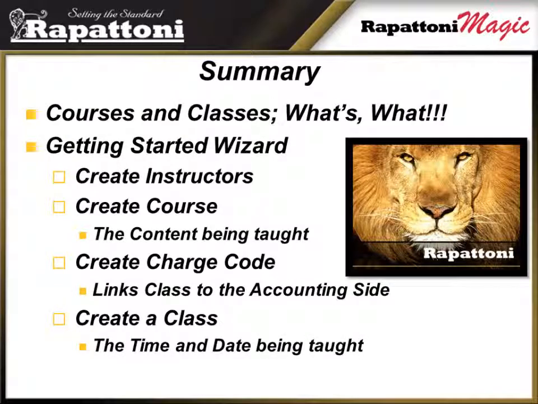Okay, this is our stopping point for today, Frank, so can you summarize for us? I sure can. So we first talked about courses and classes. What's what? And we talked about how each one of those has a specific definition. They're not interchangeable. We also talked about the Getting Started Wizard and how that is a great step-by-step to creating your education courses and classes. And boy, did we create. We created instructors, created courses, charge codes, and even created a class. Now you're ready to allow your members to register for your classes. That's right.